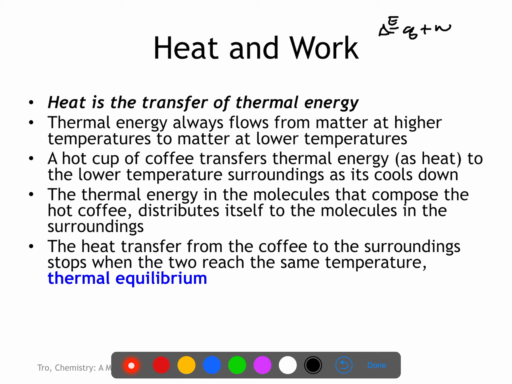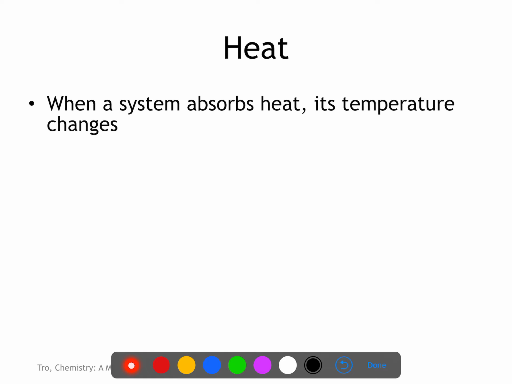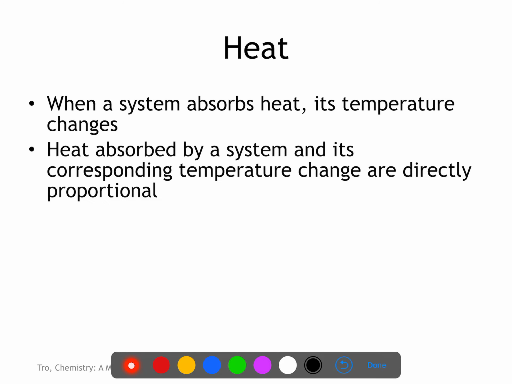At thermal equilibrium, there is no additional net transfer of heat. So now the same temperature is reached, and there's no more transfer of heat. When a system absorbs heat, its temperature always changes. The heat absorbed by a system and its corresponding temperature change are directly proportional. So Q is proportional to the change in temperature.